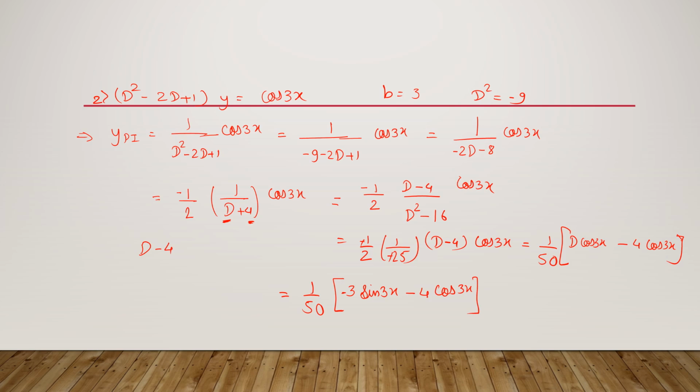So this will be the solution of our given differential equation, or I can rewrite this as minus 1 upon 50 into 3 sin 3x plus 4 cos of 3x. So in this way we can determine the solution of our given differential equation.